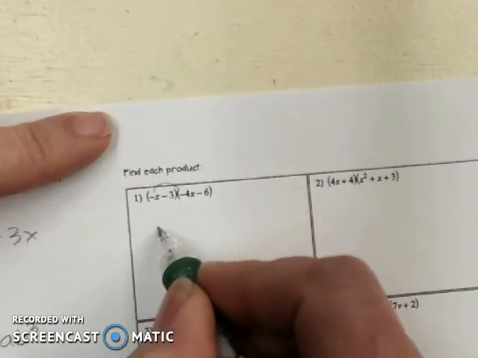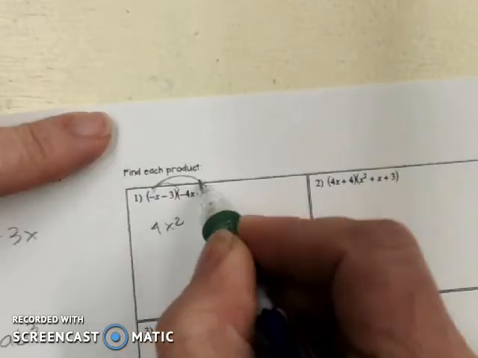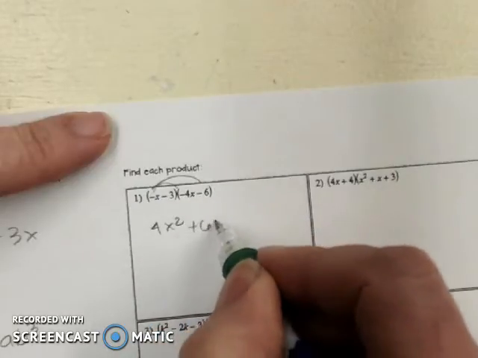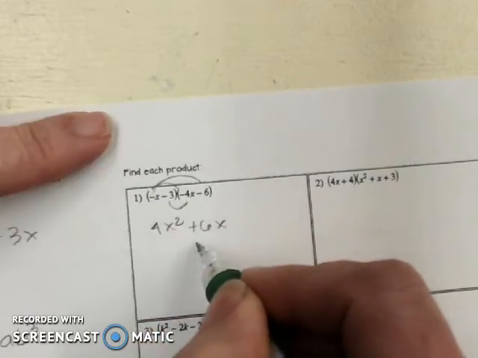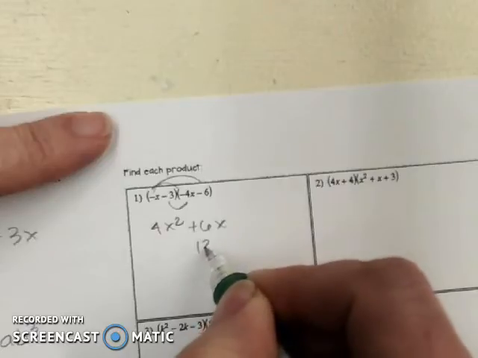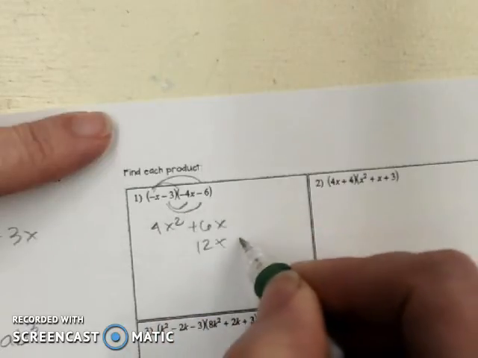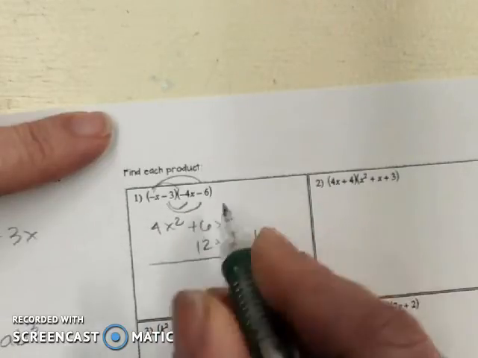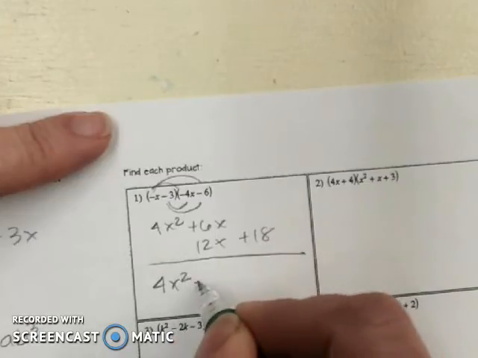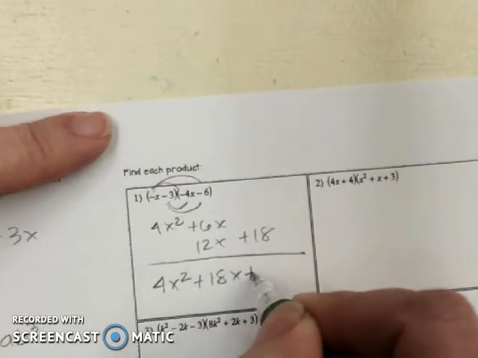That's going to give me a positive 4x squared. That's going to give me a positive 6x. That is going to give me a positive 12x. Multiply, I'm going to get a positive 18. And then stack and add. So I have 4x squared plus 18x plus 18.